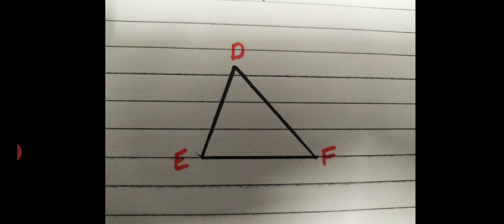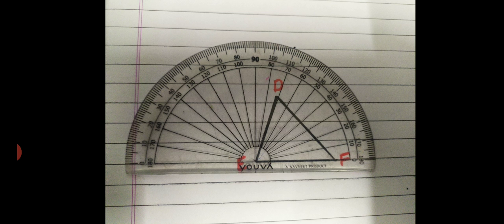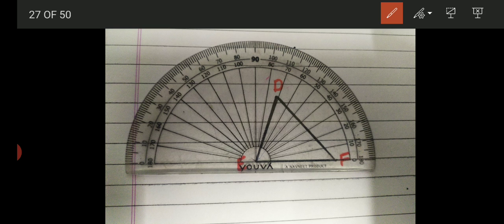Let me begin. You will take your protractor and place it. Can you see how I've placed the protractor in a very proper position? I have placed the midpoint of the protractor, I'll just highlight it for you, upon angle E. You can see the angle E is getting covered below the protractor. In simple words, I have placed it on point E.